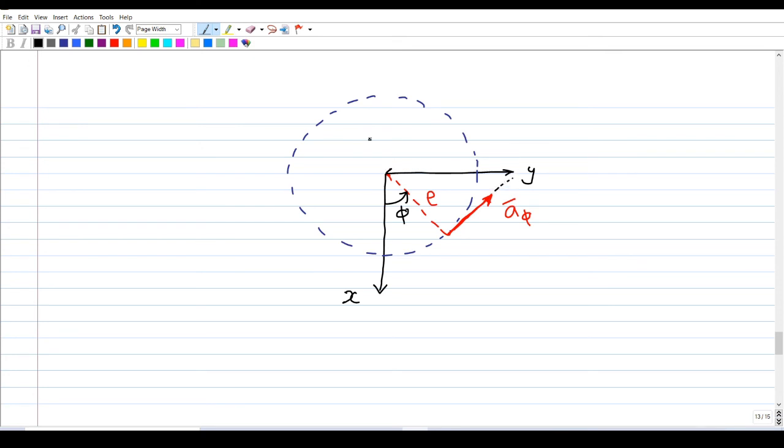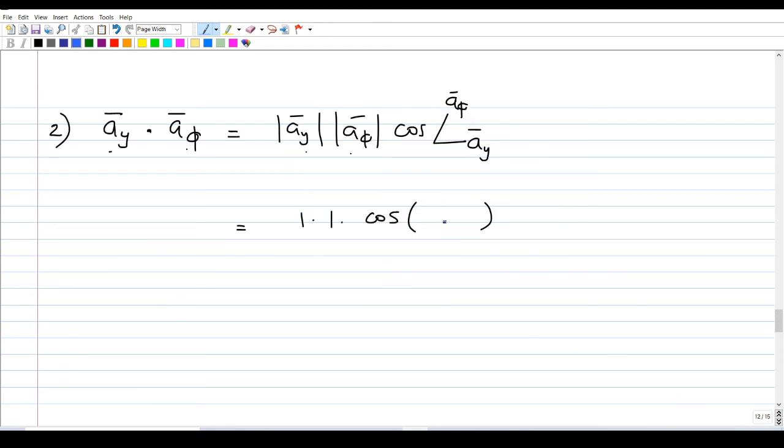So I will draw A phi here for convenience. A phi parallel to this. And what is AY? AY is a unit vector parallel to y along the direction of positive y-axis. So this is AY. So this is our angle of interest. What is that angle? That we have seen earlier, it is phi. So the dot product will be simply 1 into 1 multiplied by cos phi. So the answer is cos phi. AY dot A phi is cos phi.